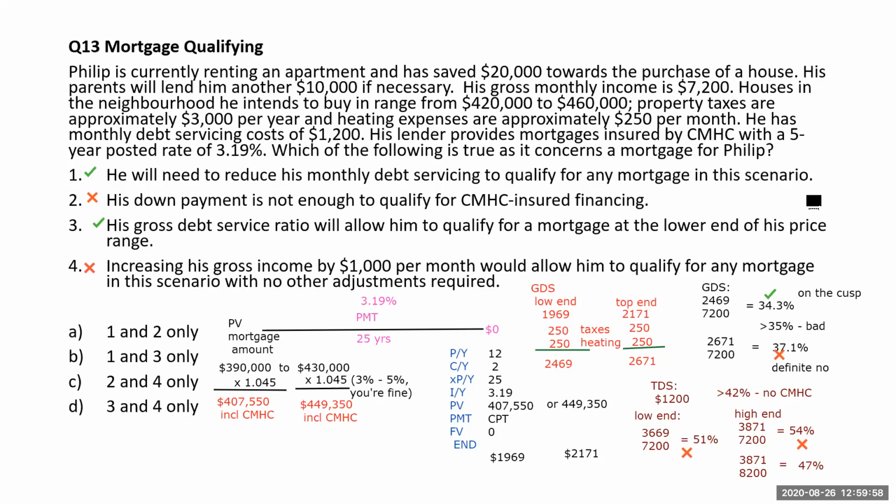Well, Jen, he's not going to qualify for the higher end. So I don't know if you have to assume that he goes with the lower end, but we know he's not going to qualify. In fact, he's not going to qualify for any house because of his TDS, right? No, I don't think you have to assume anything here. Okay. That's the whole point, is can we figure out whether he qualifies?